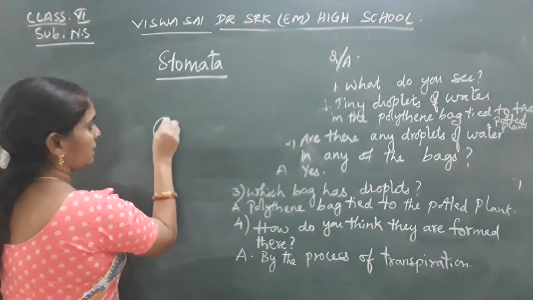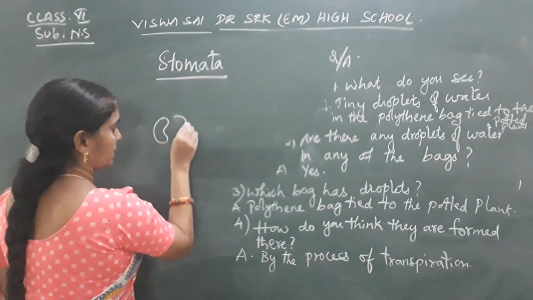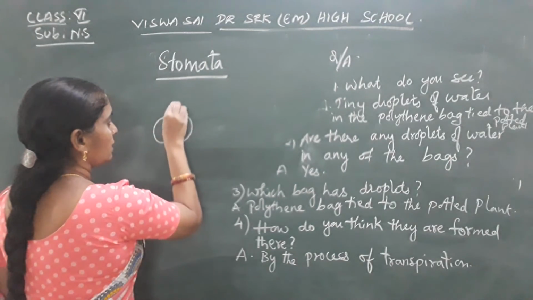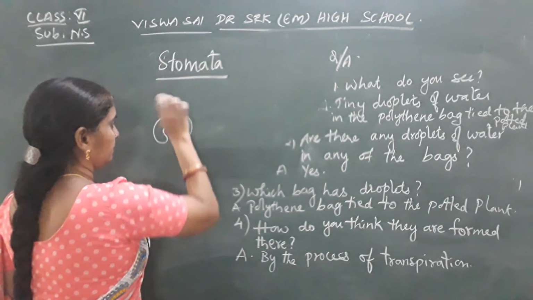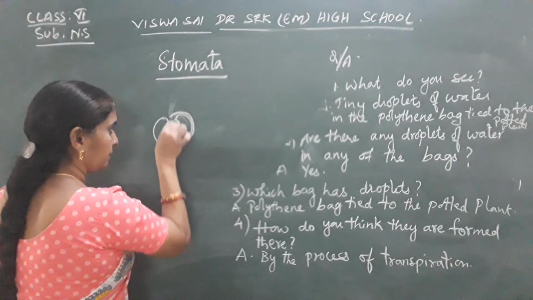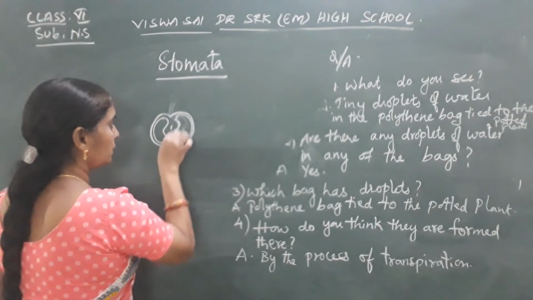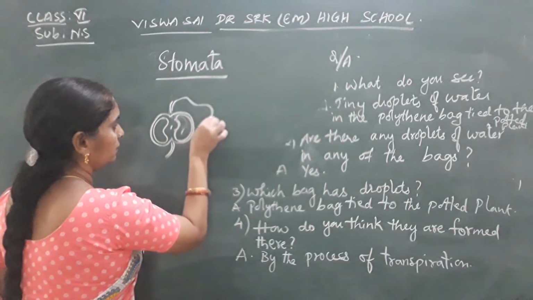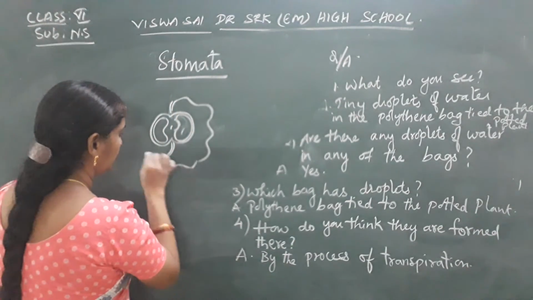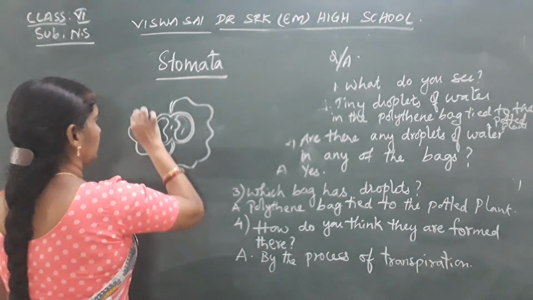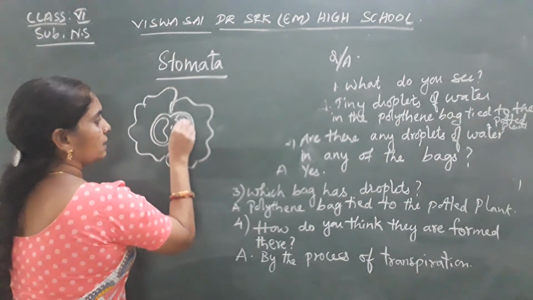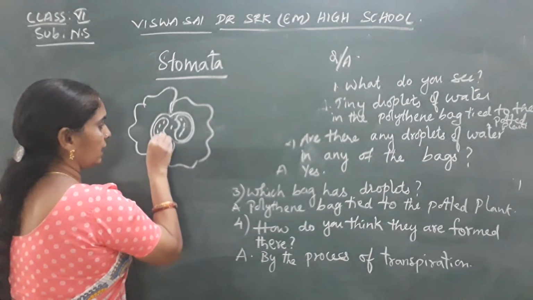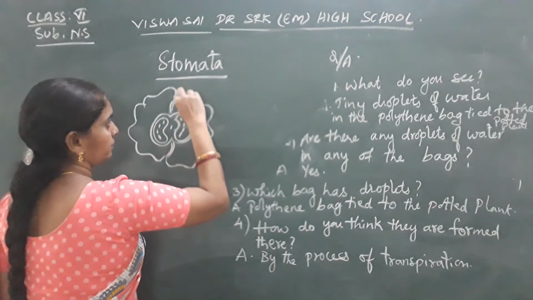Stomata. These are the guard cells. Okay, children? You can easily draw the stomata in this manner. These are chloroplasts. This is the structure of stomata. I already showed you.